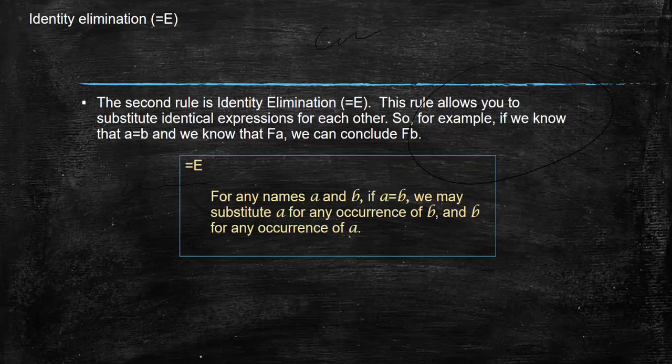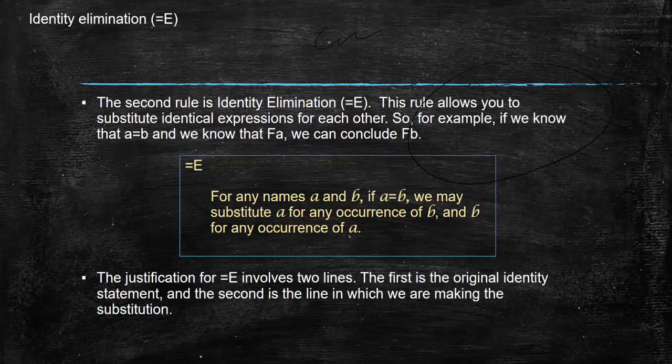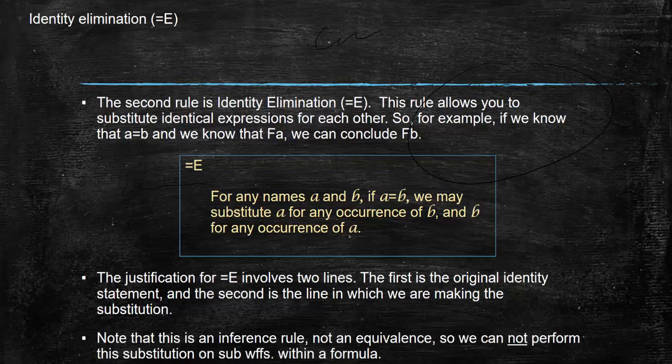So identity elimination is defined in this way: for any names A and B, if you have somewhere on a line that A equals B, we may substitute A for any occurrence of B, or alternatively B for any occurrence of A. So the justification for identity elimination involves two lines. The first is the original identity statement, and then the second is the line in which we are making the substitution. So note that this is an inference rule. It's not an equivalence, so we don't perform this substitution on subformulas within a formula.